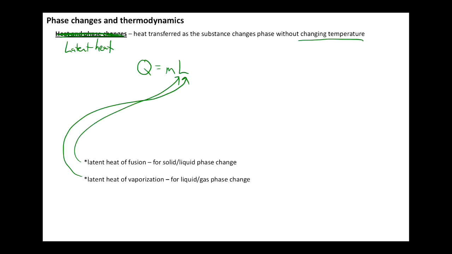Notice the equation is just how much you have, how much matter, how much mass, and then this term that tells you how difficult or how much heat is required to change the phase of the substance. Q is equal to M times L.